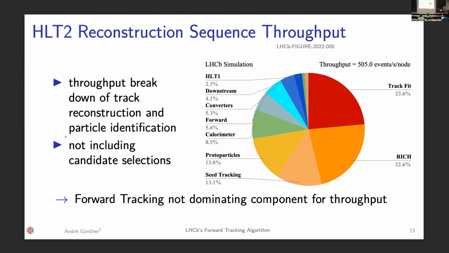So how does that look in the bigger picture? What you see here is the pie chart of the HLT2 reconstruction sequence of LHCb. And the forward tracking is located here, the gray part. So you can see it's not a dominating part of the sequence. What is dominating is track fit and particle identification, actually. So these improvements led to this algorithm being not a bottleneck in our sequence.